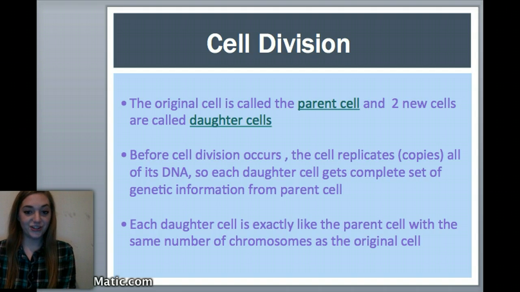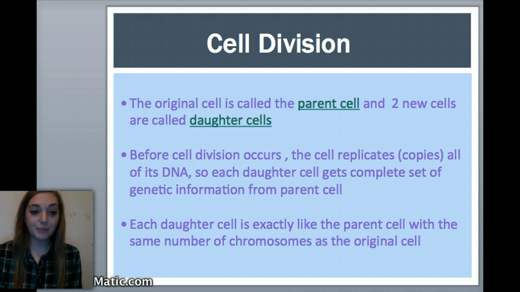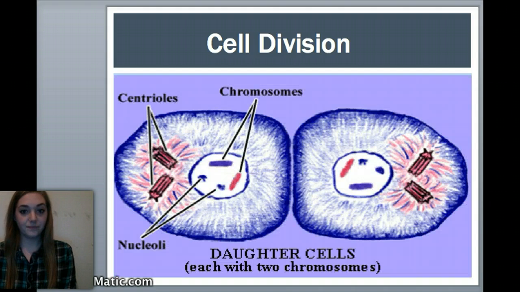Before cell division occurs, the cell replicates or copies all of its DNA. And DNA is very, very important in cell division, so we're going to cover that a little bit after this. And each daughter cell gets a complete set of genetic information from the parent cell. Each daughter cell is exactly like the parent cell, with the same number of chromosomes as the original cell, which is very important also to take into consideration.